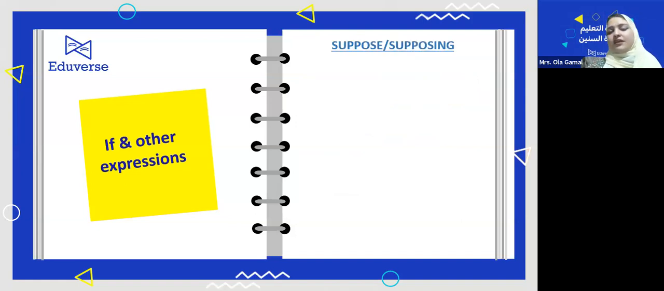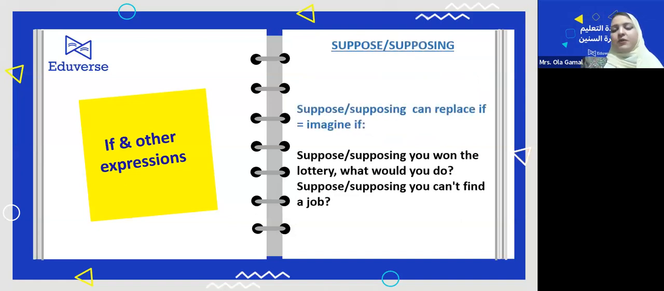Also, "suppose" and "supposing." Suppose and supposing can replace "if," and it equals "imagine if." Suppose or supposing you won the lottery, what would you do? Suppose and supposing you can't find a job. Okay, so here we use it to mean "imagine if."